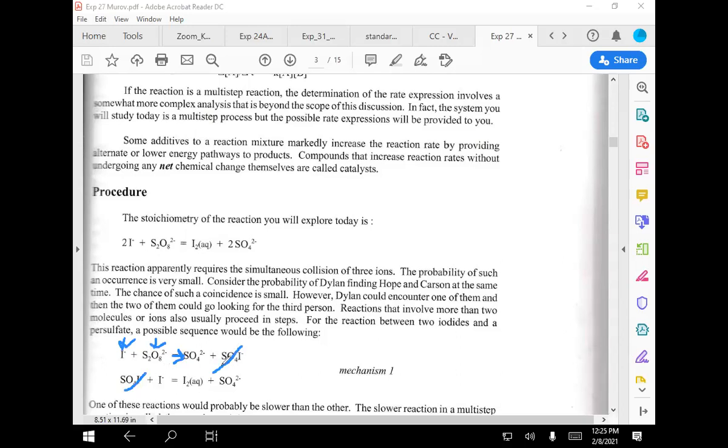So if that's an intermediate, that's how we end up with this iodide plus iodide to give us the I2. This thiosulfate to give us the thiosulfate. Here's our iodine, and here's our sulfate plus sulfate. So they're saying that this is a possible 2-step mechanism. They're just saying maybe.